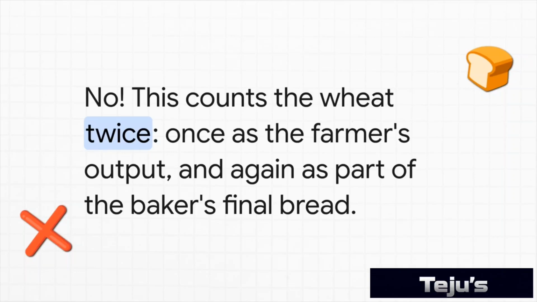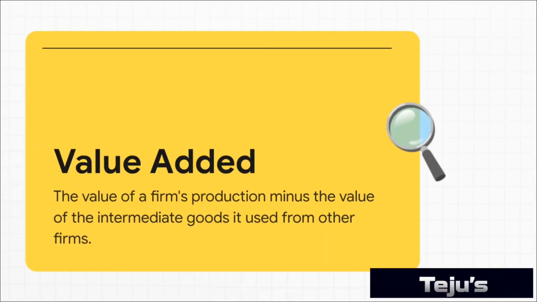If you do that, you've fallen right into the double counting trap. Think about it. That 50 rupees worth of wheat is already baked inside the price of the 200 rupee bread. So if you add 100 and 200, you're counting that wheat once when the farmer grew it, and then a second time as part of the bread. So how do we fix this?